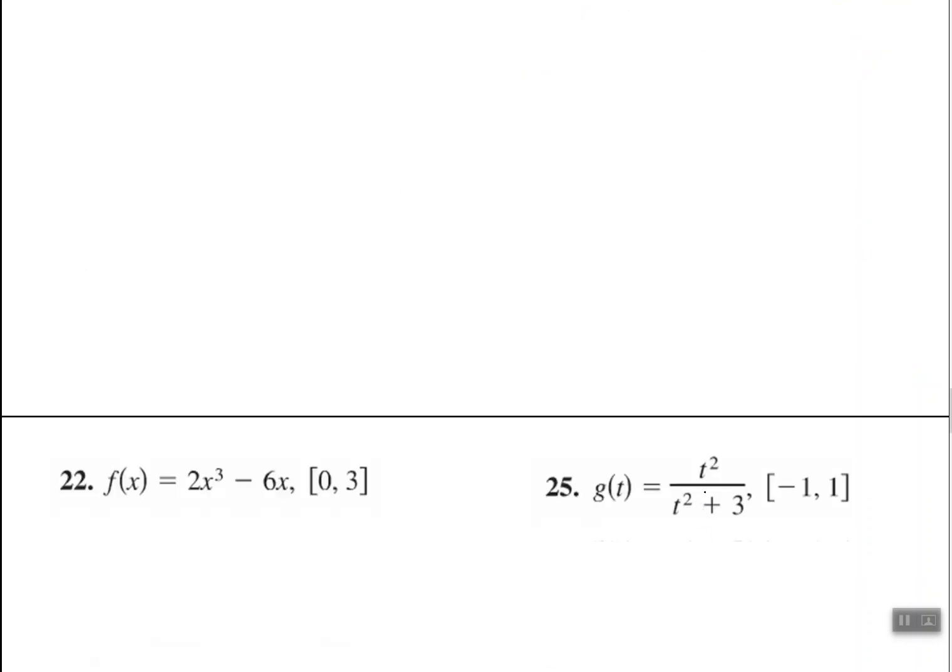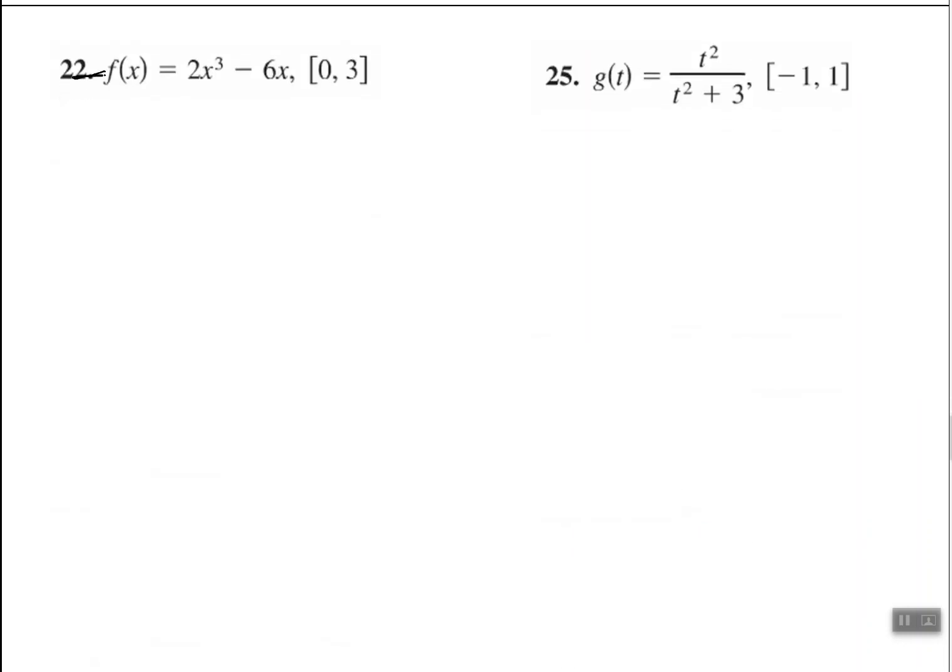Okay. All right, let's look at number 25 here. We have g of t equals t squared over t squared plus 3 on the closed interval from negative 1 to 1. Alrighty. I'd like to look and see if there's any discontinuities, and we have t squared plus 3 equals 0. If I were to solve that equation for t, I would know that I don't have any discontinuities there. So I'm good.